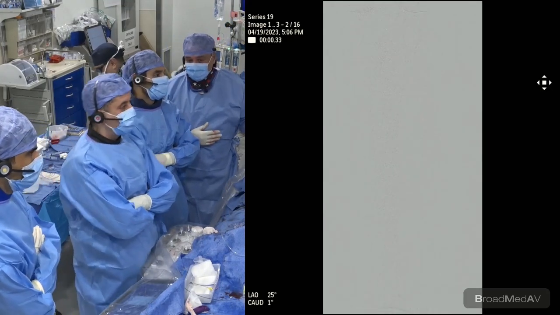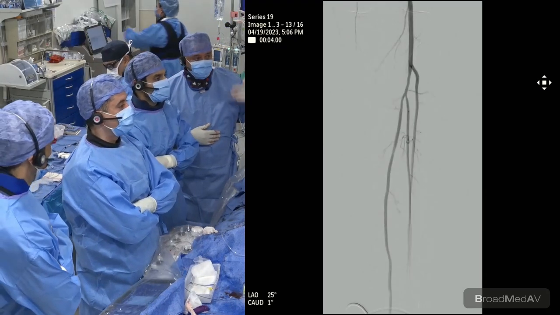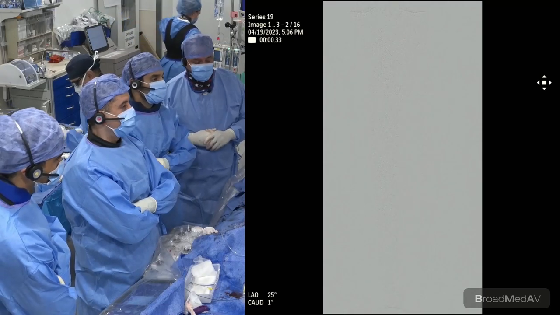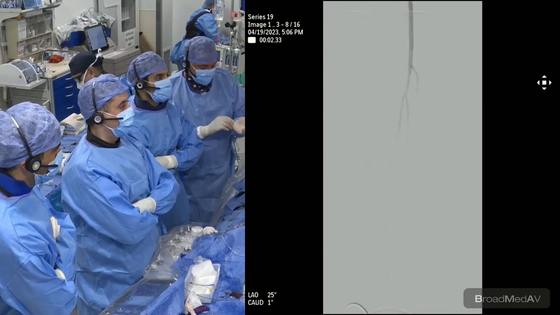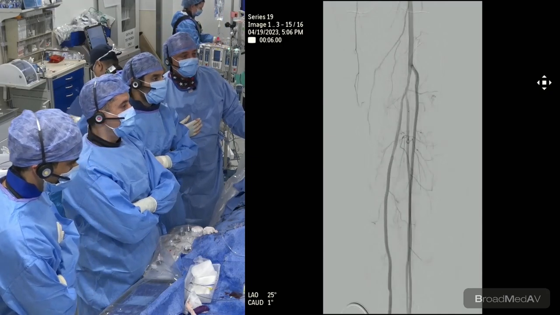So first of all, Raman, question to you. Obviously, if you look at this lesion, you wouldn't expect the patient to have an ulcer. What do you think anatomically, not only this lesion, but all the lesions, contributed to this gentleman having this non-healing ulcer, resulting in osteomyelitis?